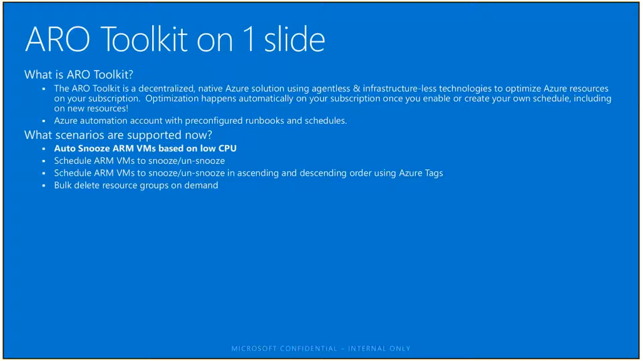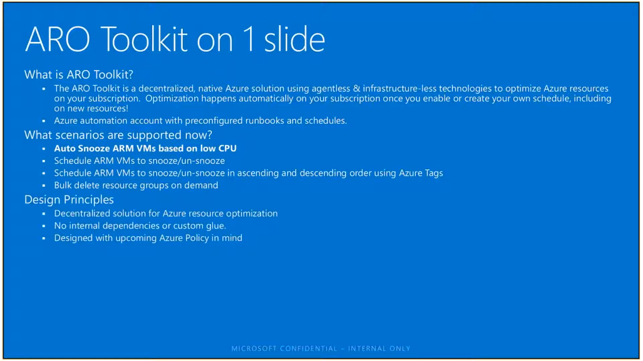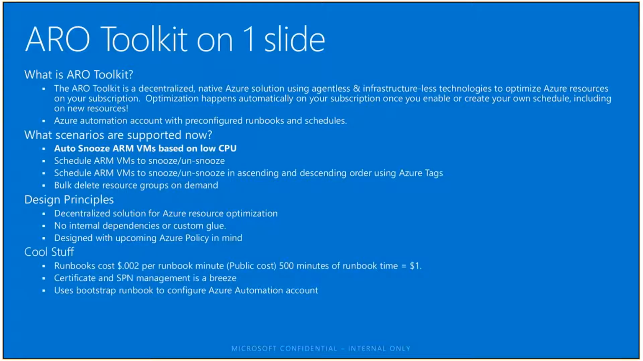And then we have bulk delete resource groups on demand. That's where you just put in a comma separated list and do a cleanup. That's mostly for me. I do a lot of deployments and I need to clean up on occasion. So that's that one. Design principles. I mentioned decentralized for Azure, no internal dependencies, and I talked briefly about Azure Policy. So again, that idea of you apply it at the subscription level. If you can manage resources there, fantastic. If that's too broad, then jump into resource groups. If that's still too broad, then include some exceptions to that same sort of thing. So take advantage of hierarchy.